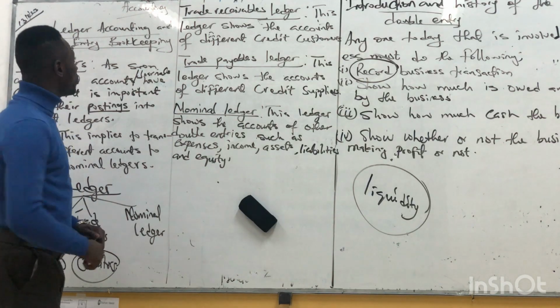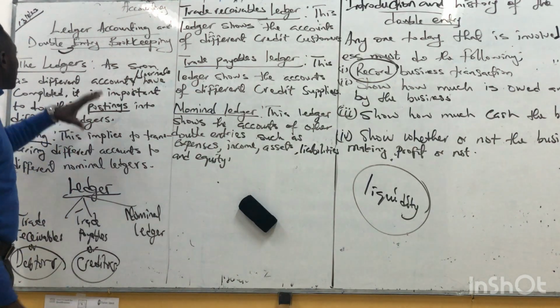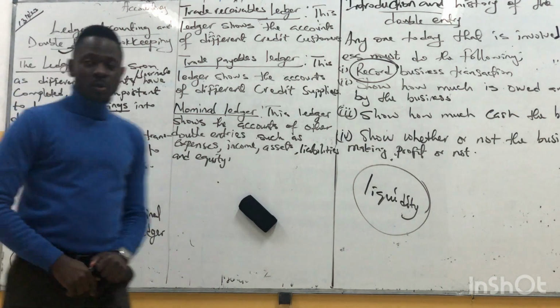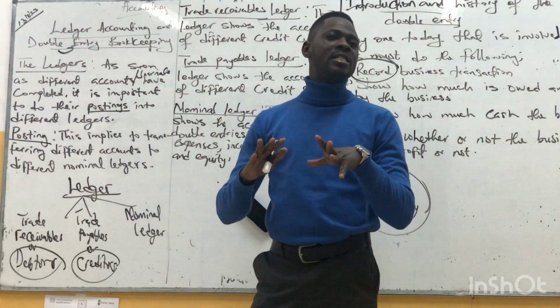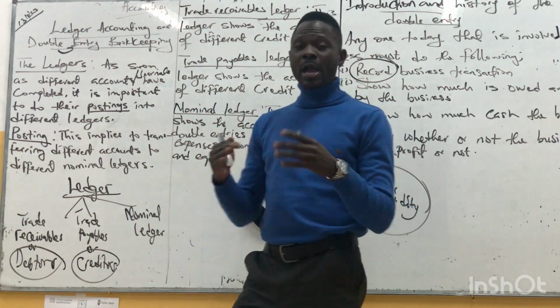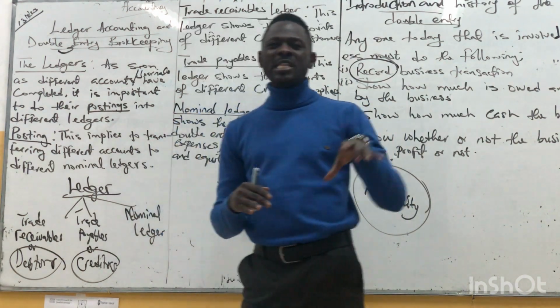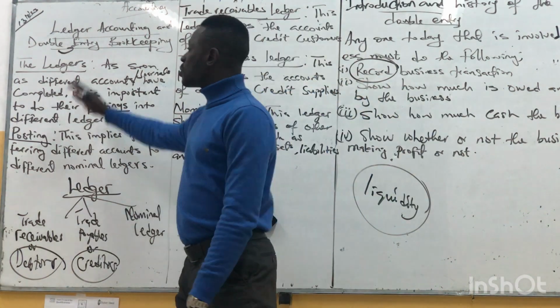Good morning. Today in accounting, we go to ledger accounting and double entry bookkeeping. When we talk about double entry, it is basically the duality concept in accounting, which means for every debit entry there must be a corresponding credit entry. So we start with the ledgers.